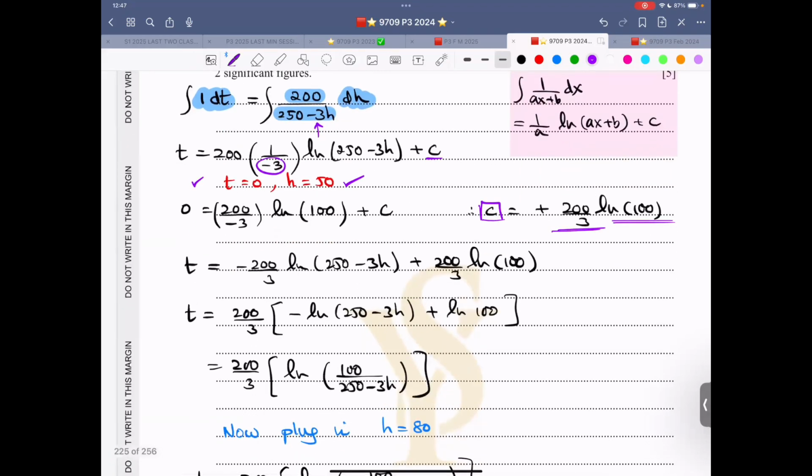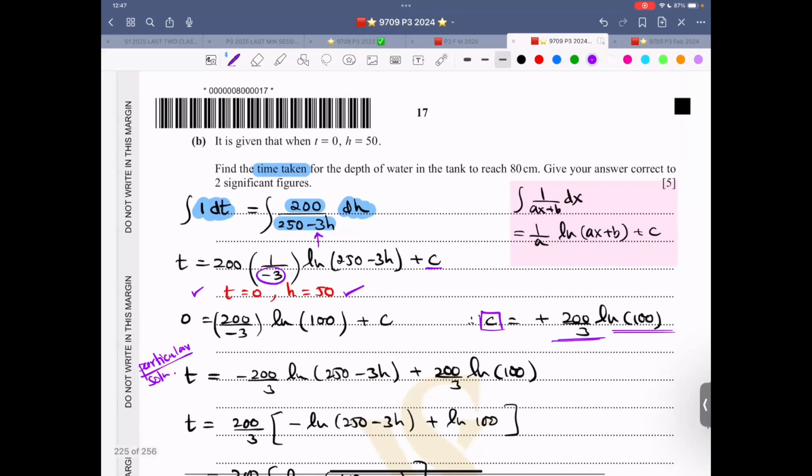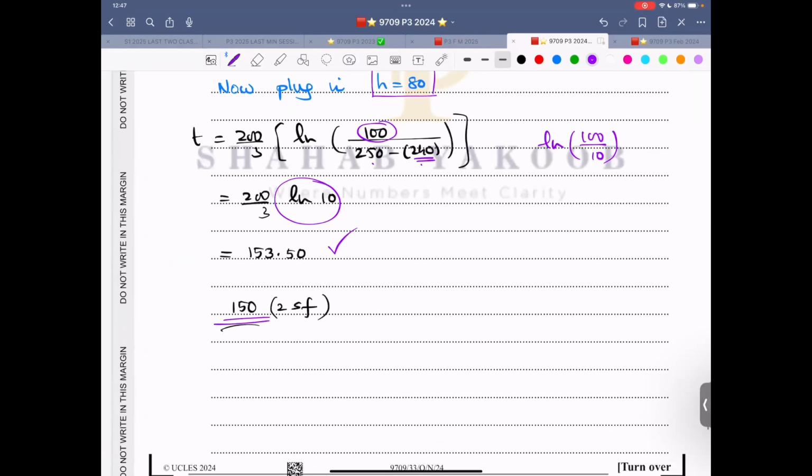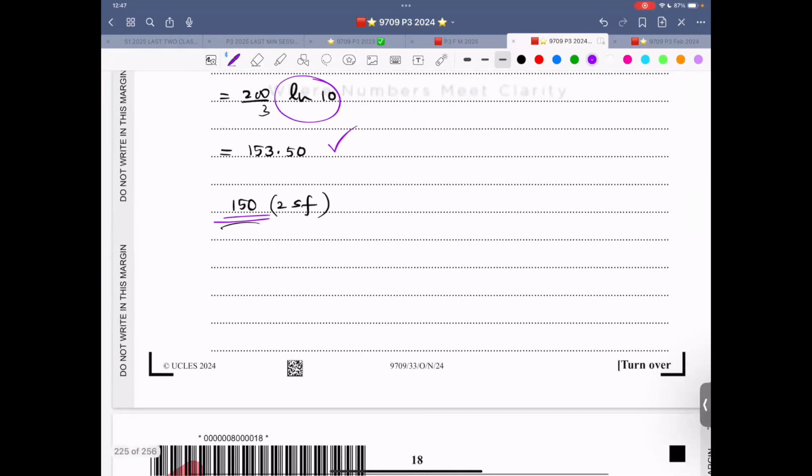Now rewrite the equation. So now this is the particular solution. They are not asking us to make t the subject as such. Well, it's already the subject. But they are asking us the time taken for the depth to reach 80. So now plug in h is equal to 80. So therefore, 3 into 80, that is 240, 250 minus 240, that is 10. So 100 over 10 with an ln, that becomes ln 10. Use a calculator. This is what you're getting. We want the answer in 2 significant figures. So that is the answer.